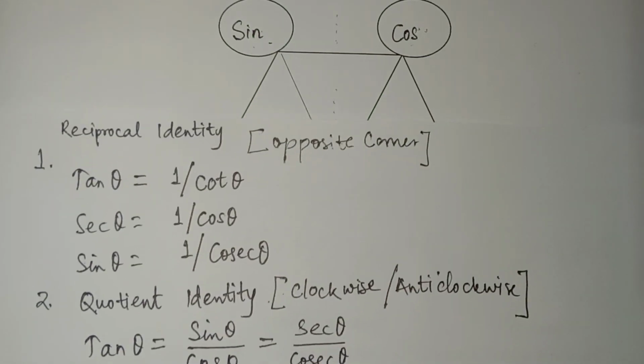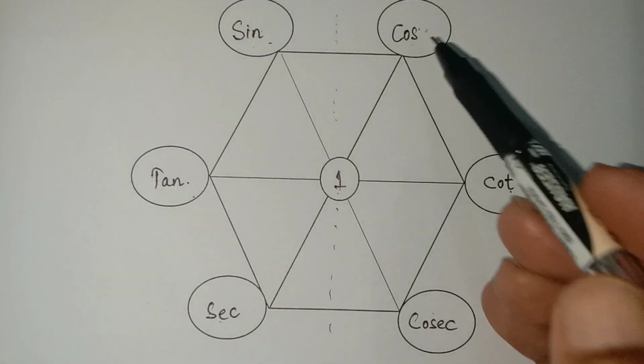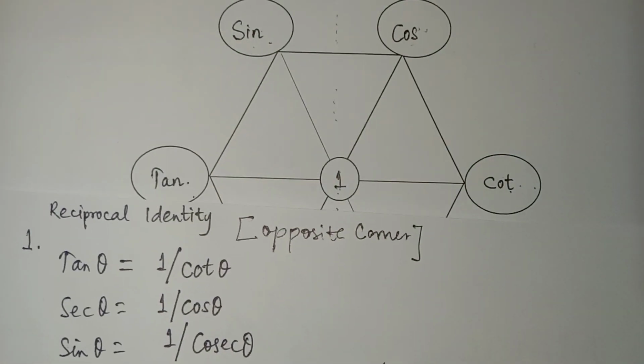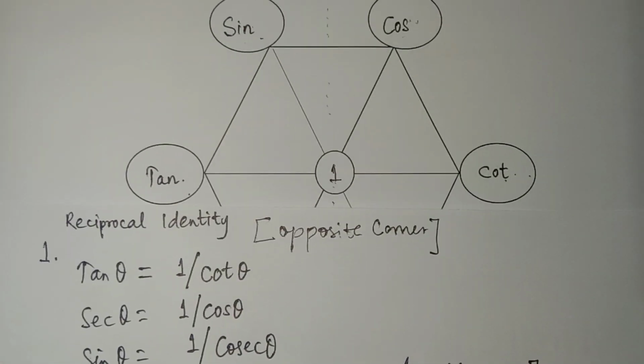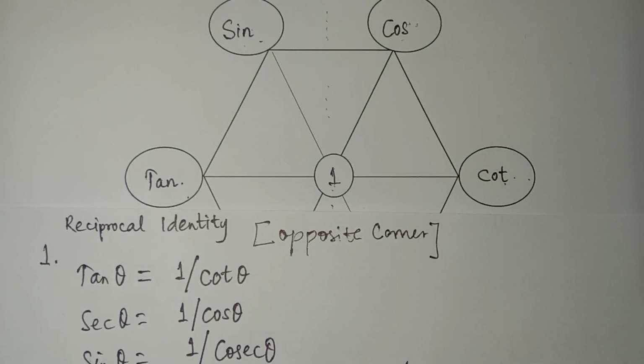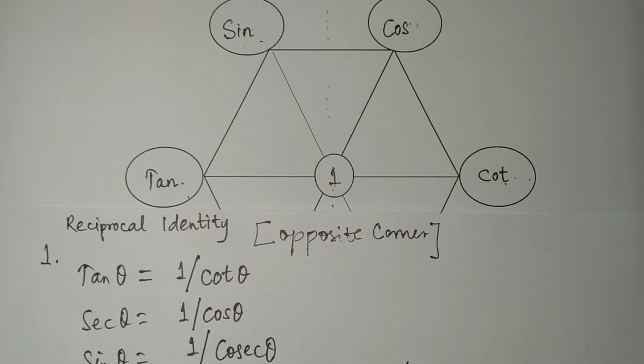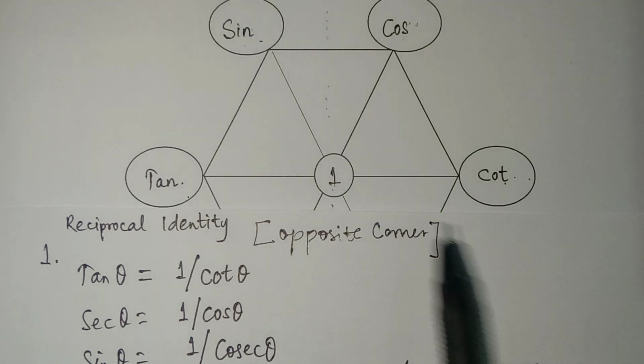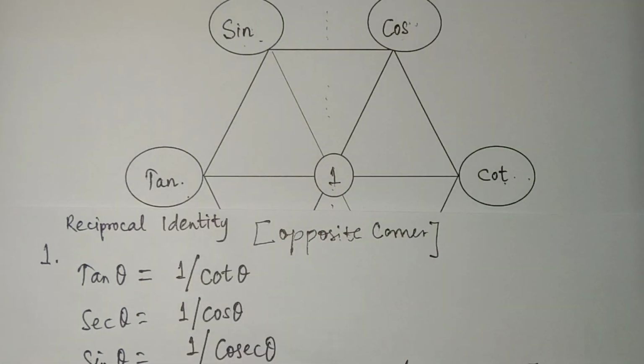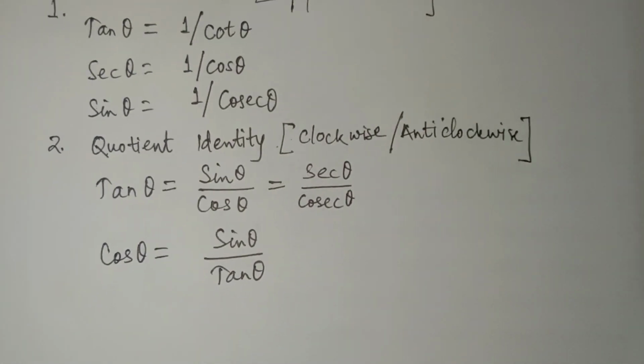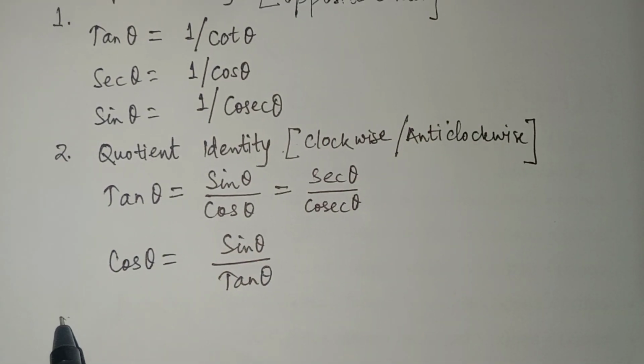Friends, I think you understood. Similarly, you can say that cos theta, you can write like this: cos theta equal to sin theta upon tan theta. See, cos theta is equal to sin theta upon tan theta. That thing I have written, cos theta equal to sin theta upon tan theta. You understood? Now let's check.